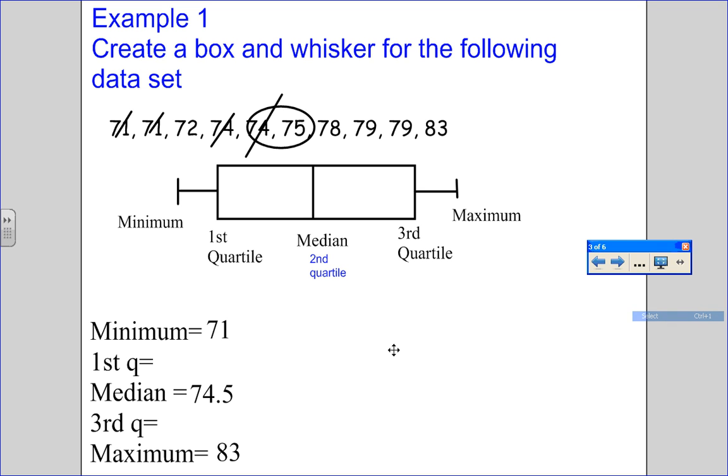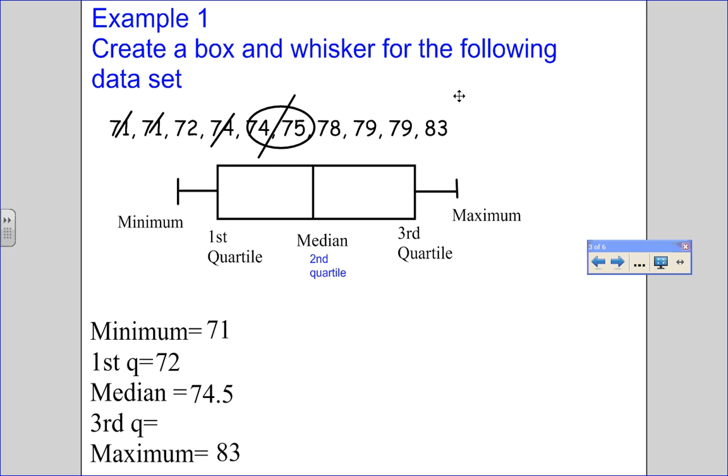Where's my select button? Here it is. Okay, so the first quartile, think about it like this. It's the middle number between the minimum and the median. Okay, that's the first quartile. The third quartile is the middle number between the median and the maximum.